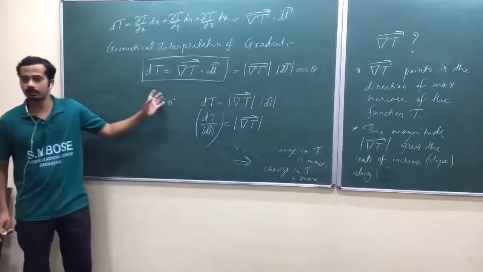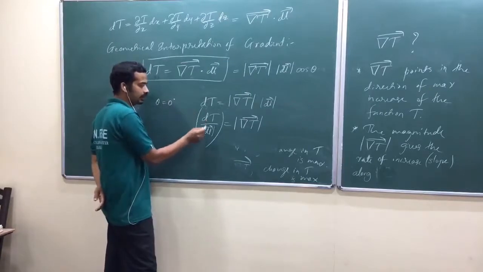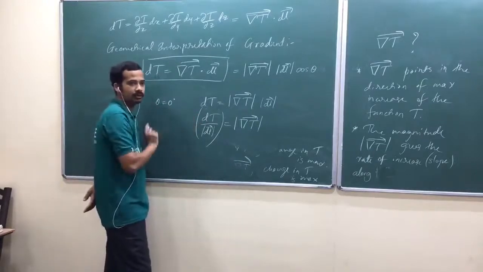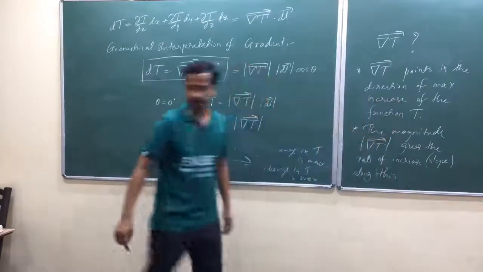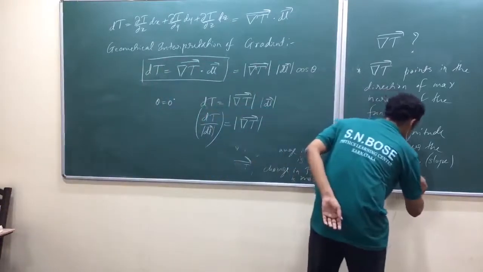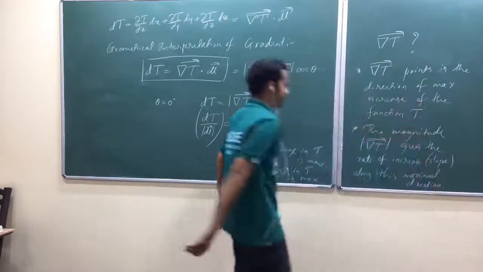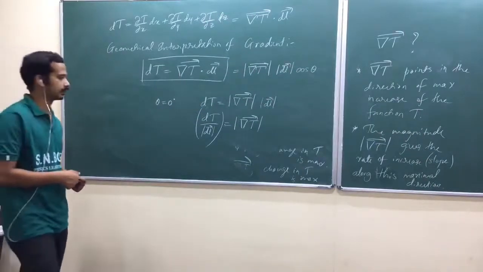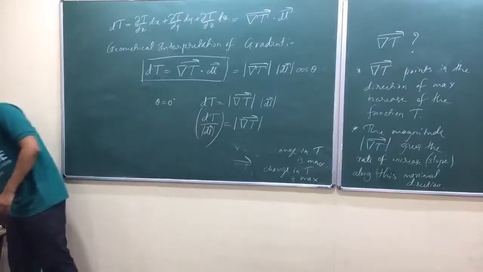Because we put theta equal to 0. Remember, at what condition we have taken dT by dl? By putting theta equal to 0, isn't it? So theta equal to 0 means we are moving along the direction of gradient. Okay. So along this maximal direction, the magnitude gives a rate of increase or a slope along this maximal direction. So that's again, just look at this equation. I'm just manipulating it.